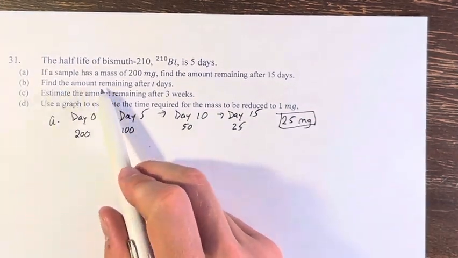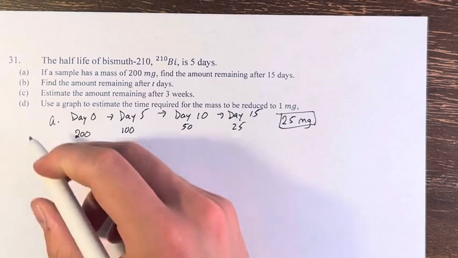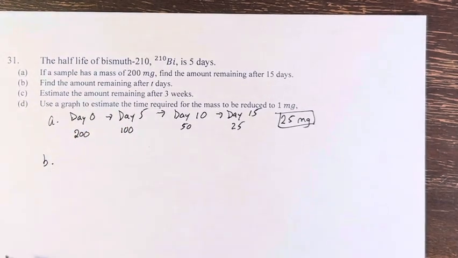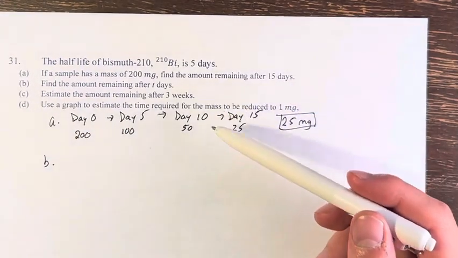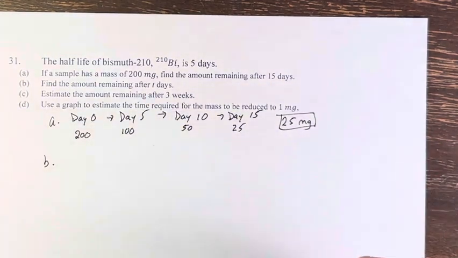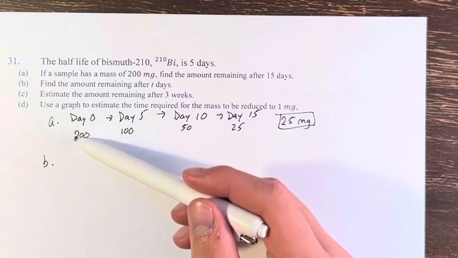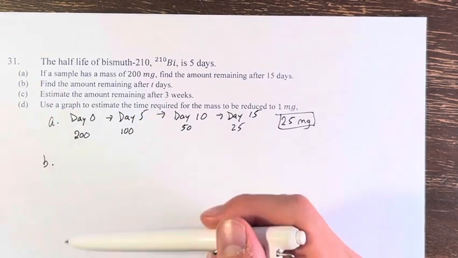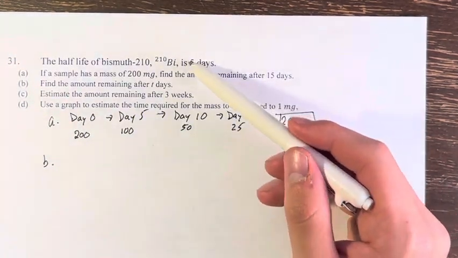Part B, we're asked to find the amount remaining after t days. So this is an exponential function, right? The amount at a given day is dependent on the original, 200 milligrams, and the rate of change, which is halving every 5 days.